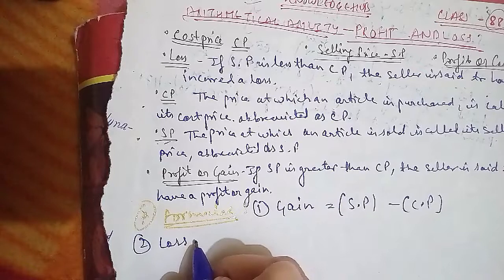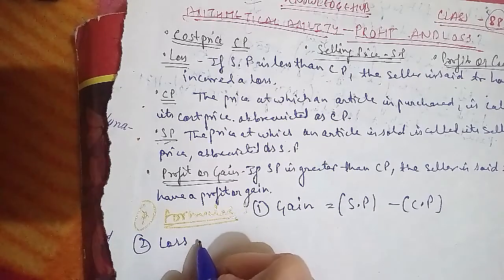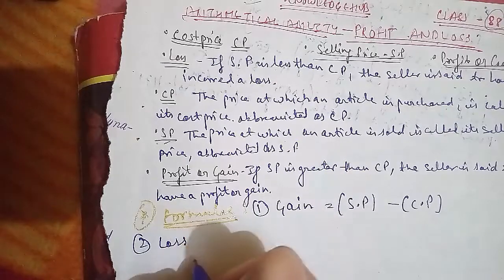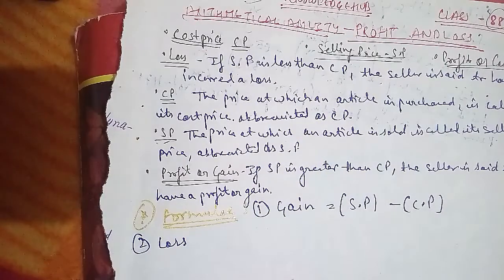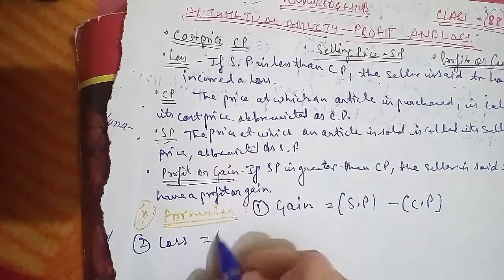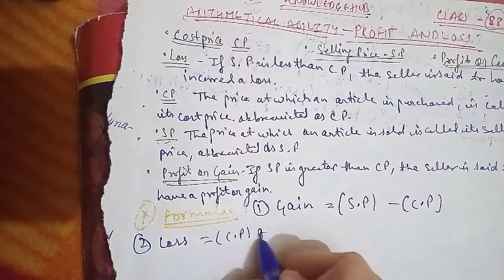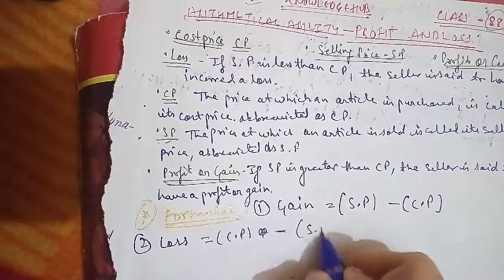The second formula, you can just write it down, is of course important, because all the questions we will do further in this topic will use these formulas. So if you are watching this video, you can write down the formulas so that it will be helpful for you to solve the questions. For the loss, it equals CP, cost price, minus selling price.